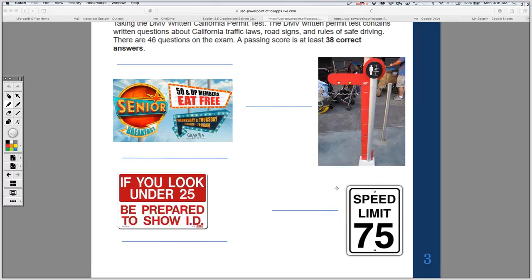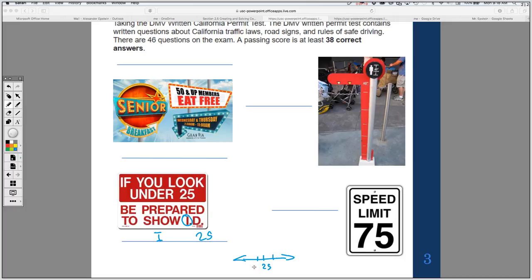All right. Let's look at this one here. If you look under 25, be prepared to show ID. What is your variable? I? Okay, so we're using I. I'm guessing because of ID, right? What's your number? 25. Now we make our number line so we can be sure on our answer. Put 25 in the middle.